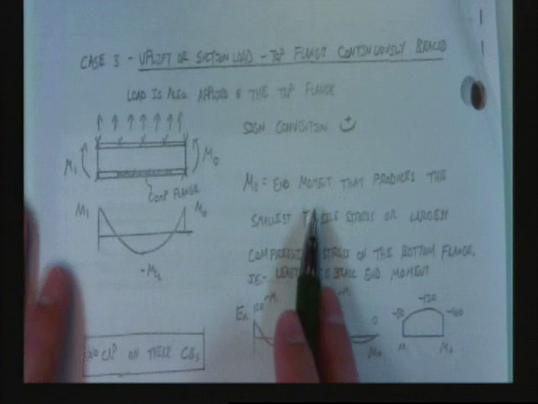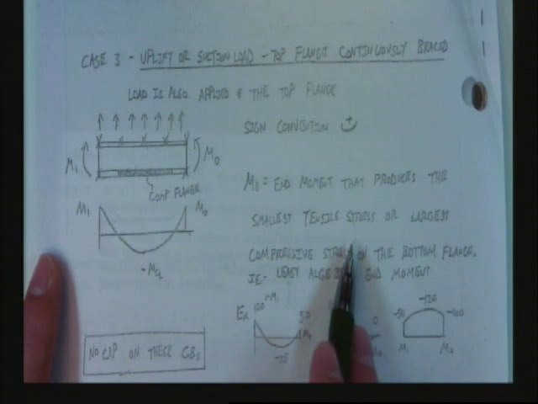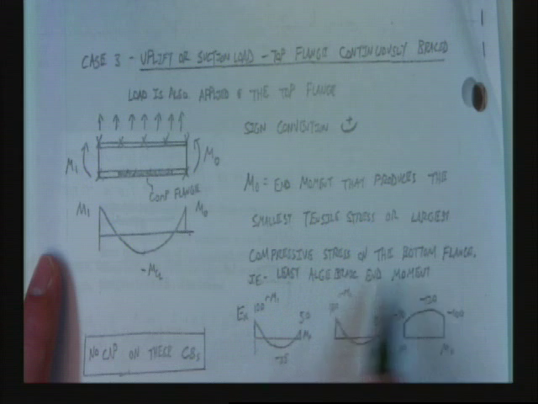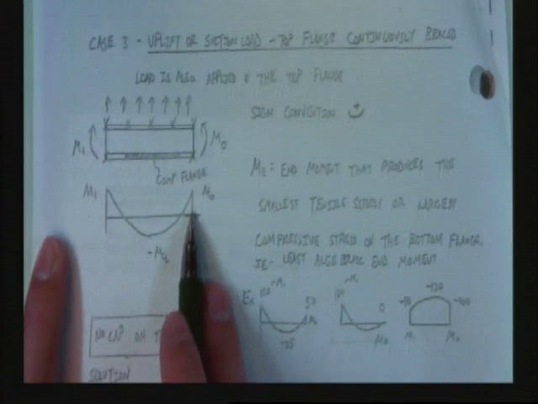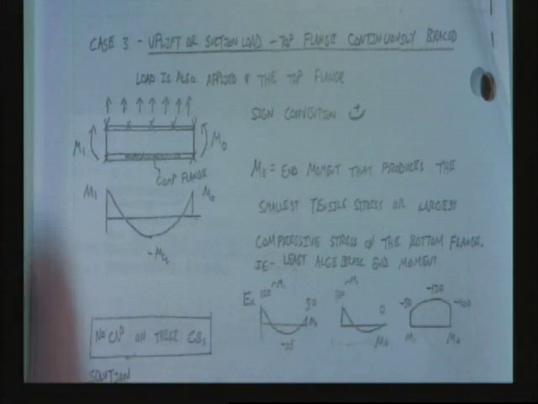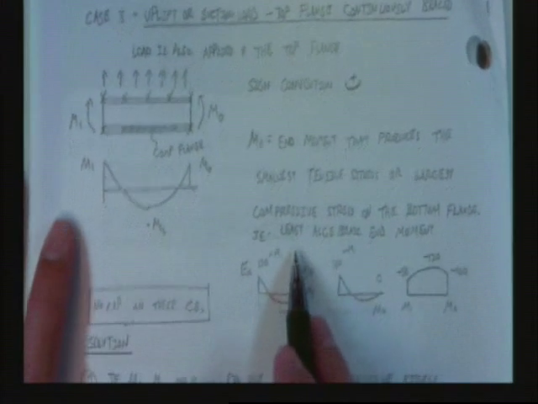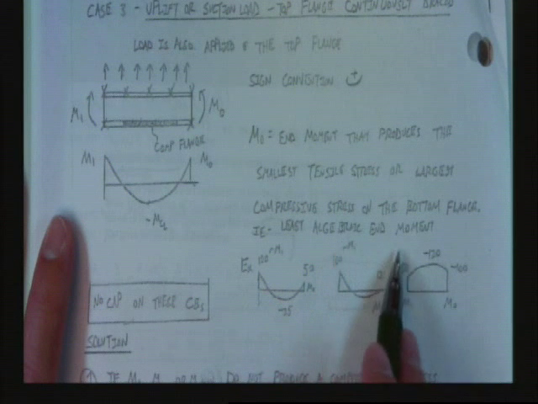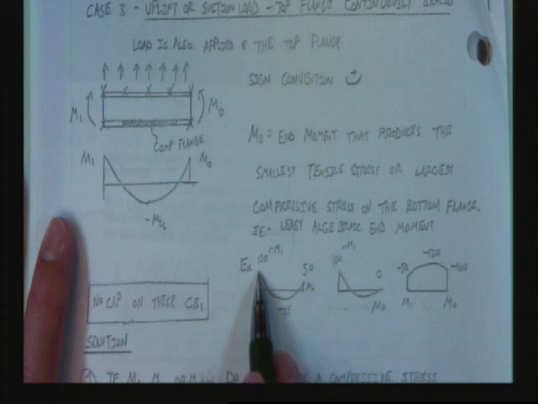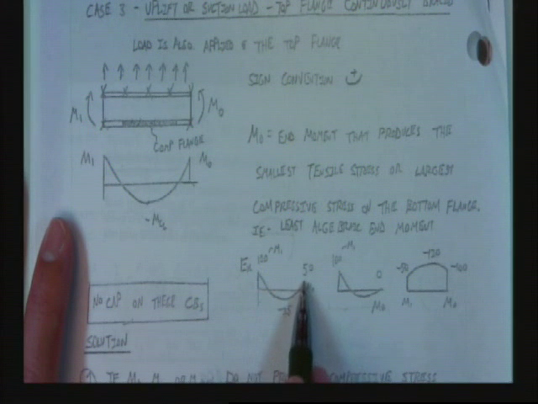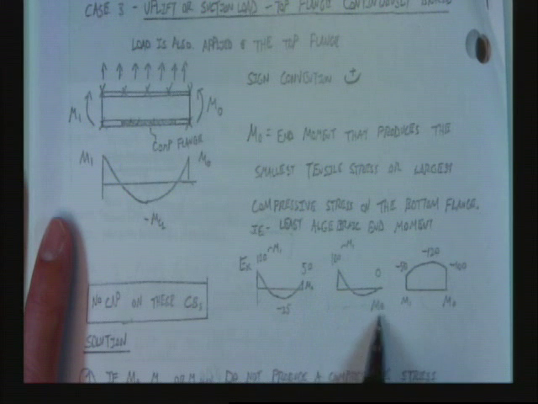M naught is the end moment that produces the smallest tensile stresses or largest compressive stresses on the bottom flange. The largest positive moment is what we call M naught. The largest positive end moment, i.e., the least algebraic end moment. Least algebraic. Okay? So this is M1, this is M naught. It's lower. It's closer to 0. This one's 0, so it is M naught.